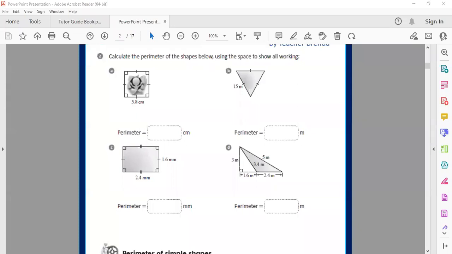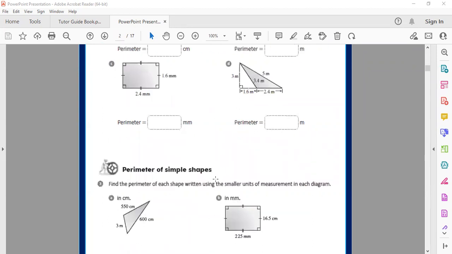Mistaken identity. I added 3.4. No, we don't do that, Sridhar. Okay? You have to take perimeter means outside. I said the perimeter of the whole picture earlier. So that is why you don't add that 3.4. Okay? Clear? Perimeter is always the outside. Okay. Perimeter of simple shapes.